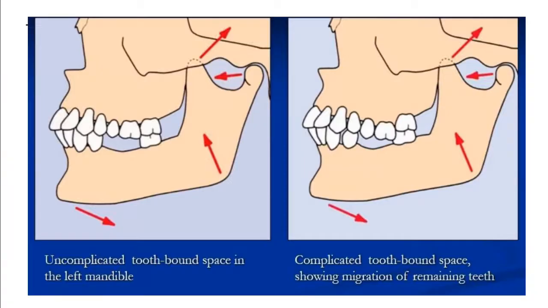And there is a simple classification which is complicated and uncomplicated. If you observe here carefully, this basically is an uncomplicated tooth bound space.